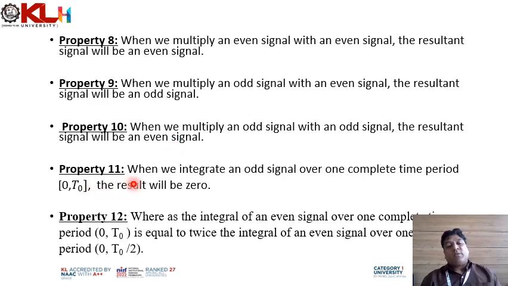The next property tells that when we integrate an odd signal over the complete time period 0 to T naught, that integral of the odd signal will be 0. The next property tells that when we integrate an even signal over one complete time period 0 to T naught, it is equal to twice the integral of that even signal over half of the time period, that is 0 to T naught by 2.